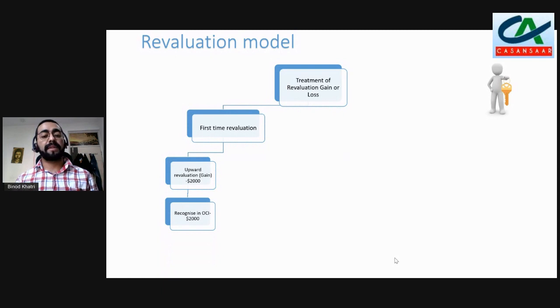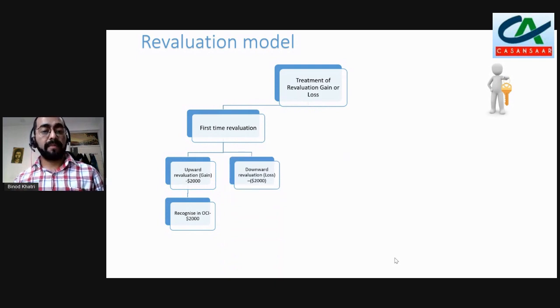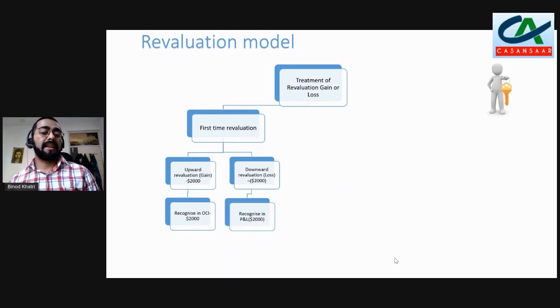We call other comprehensive income OCI for short, and it is separate from the profit and loss account. Let's see what about downward revaluation. For example, the original cost is 30,000, and now we want to revalue that asset at 28,000 instead of 30,000. So there is a downward revaluation of 2,000, and there will be a loss of 2,000. That loss will be recognized in the profit and loss account. Very simple. First time revaluation: upward revaluation goes to OCI, downward revaluation goes to the profit and loss account.